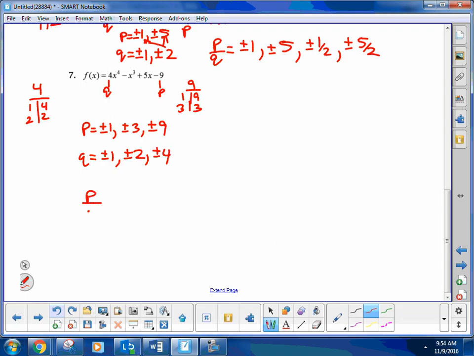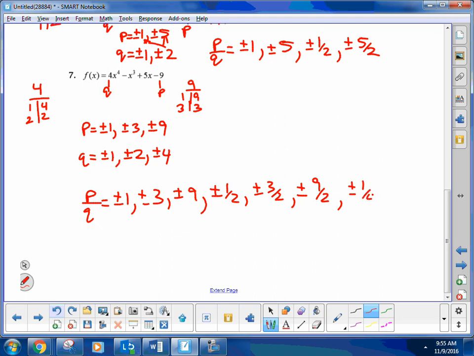So when we do P divided by Q, my solution is going to be plus or minus 1, plus or minus 3, plus or minus 9. Then I'll move on to 2, so we'll get plus or minus 1/2, plus or minus 3/2, plus or minus 9/2. And then when we divide by 4, we'll get plus or minus 1/4, plus or minus 3/4, and lastly, my last solution is plus or minus 9/4. So there's my list of all my possible solutions for this one.